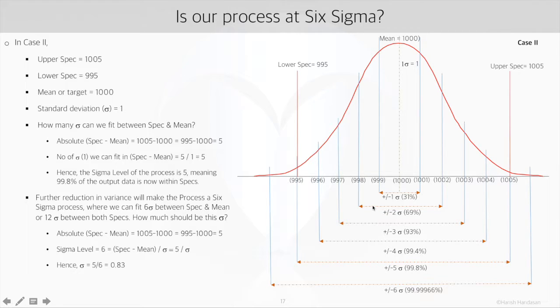Which means what? Now the sigma level has increased to 5. And we know that in this range of mean plus minus 5 times standard deviation, about 99.8% of the process output would be lying. That is, 99.8% of the process output will meet the customer specifications. And hence we rank this process capability as very high.